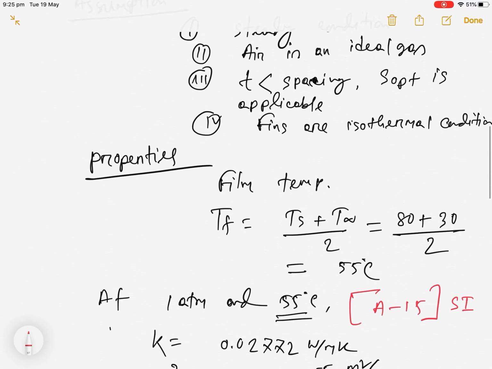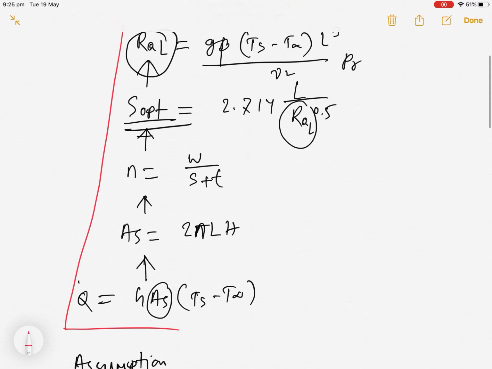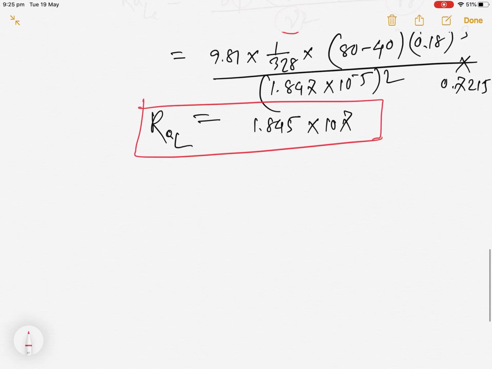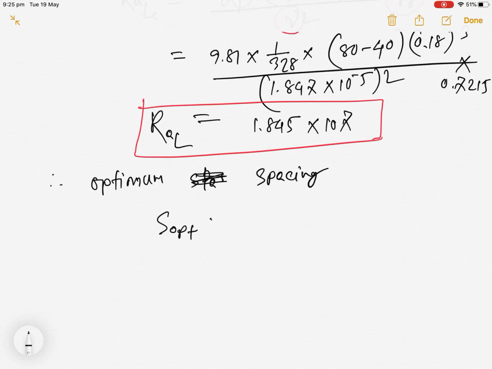So when we have this Rayleigh number, our ultimate target is to calculate the optimum spacing. So we will now use the expression for optimum spacing. The formula for optimum spacing, we define S_opt as 2.714 times the characteristic length, over the Rayleigh number to the power 0.25.